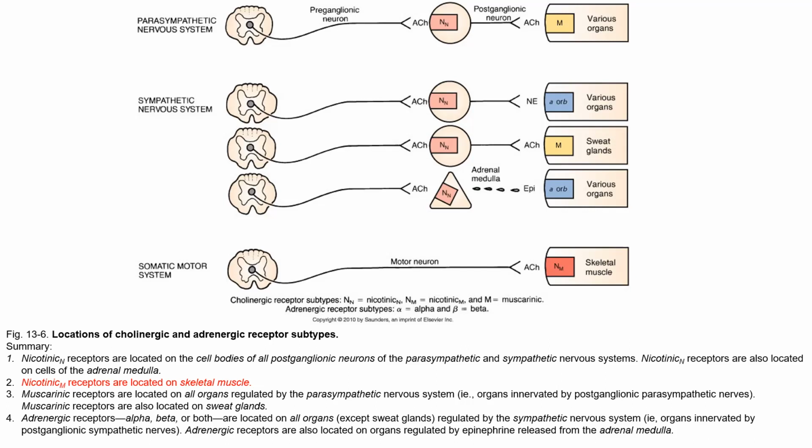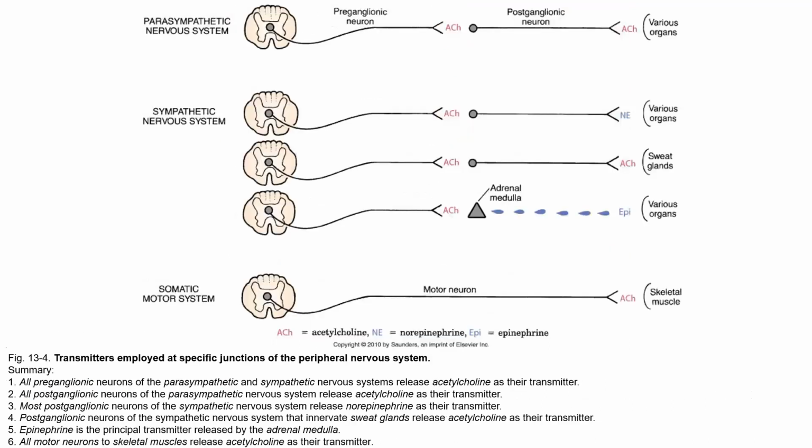So if we compare the three main transmitters, acetylcholine, norepinephrine, and epinephrine: acetylcholine is employed at most functions of the peripheral nervous system. Norepinephrine is released by most postganglionic neurons, except for the sweat glands. That's for the sympathetic nervous system.